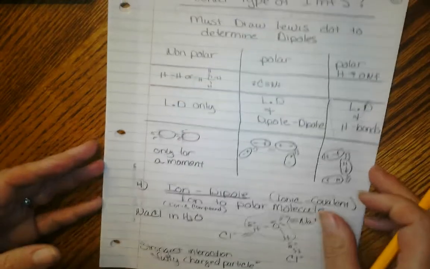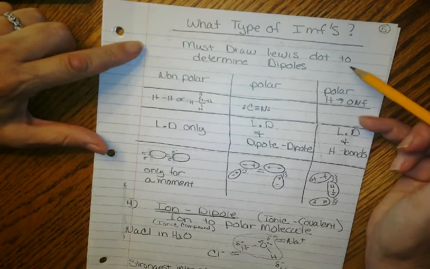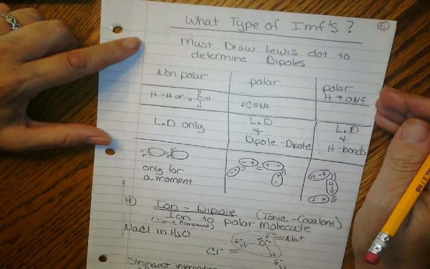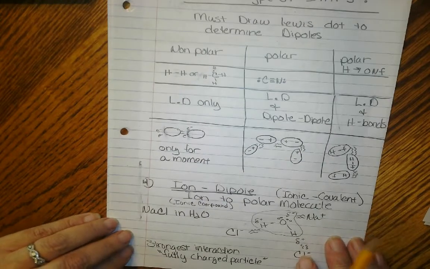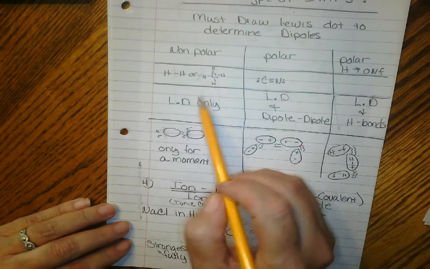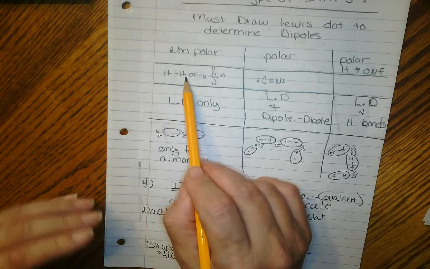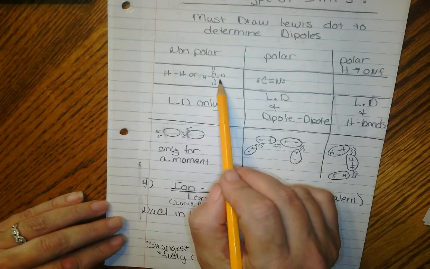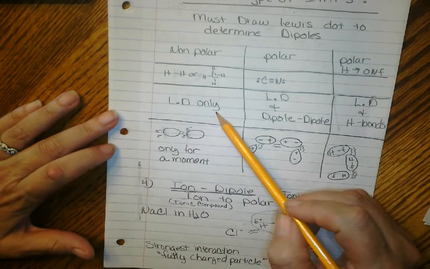So let's look at what type of intermolecular forces we find. Well, you have to draw a Lewis dot diagram to decide, is it going to be polar or nonpolar? Here I have two of the same molecule, hydrogen, hydrogen, that's nonpolar. This carbon's bonded to 4 hydrogens, so I have an even pull, they're nonpolar. If they're nonpolar, the only intermolecular force they could have is London dispersion.